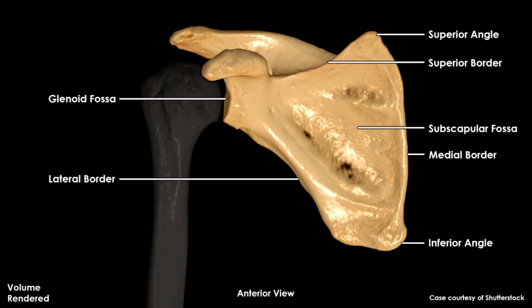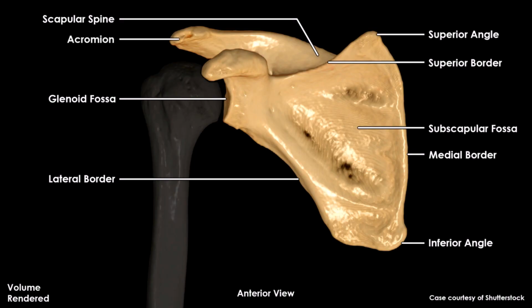We can't see the posterior surface of the scapula from this angle, but we can see this feature extending from the posterior surface called the scapular spine. The scapular spine is an important point of muscle attachment. The scapular spine extends laterally over the head of the humerus to form the acromion. The acromion articulates with the clavicle to form the acromioclavicular joint. We can also see this structure called the coracoid process. Several muscles of the arms attach to the coracoid process.